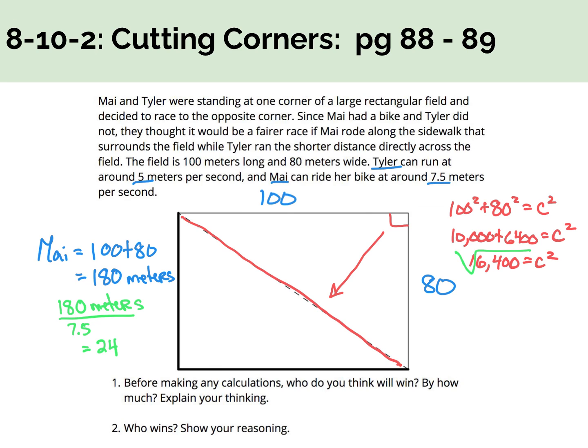So the square root of that amount is going to be around 128.1. Let's do 1 as our C. So that's the distance. We're going to take that number and divide it by how fast he goes, which is 5. So 128.1 divided by 5, and we get 25.6. So it's actually Tyler that is faster, because it's 25.6 and Maya was 24.